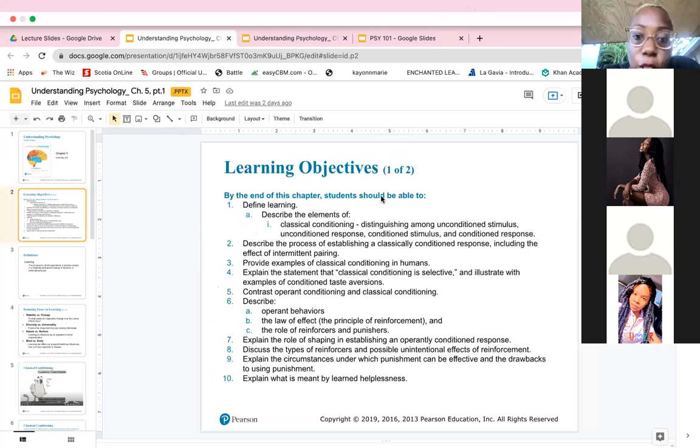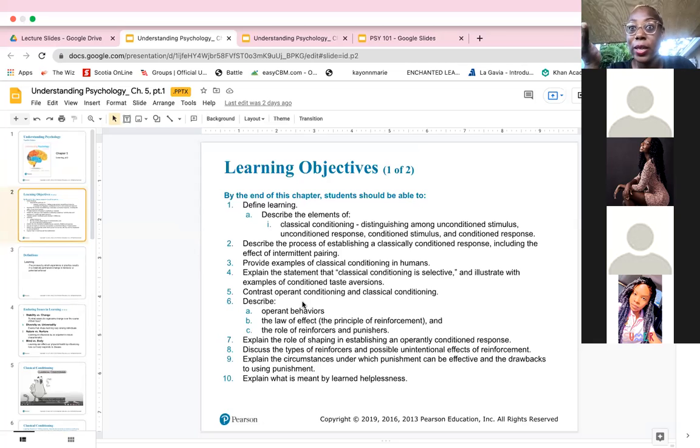All right, so these are the learning objectives. You're going to make sure you have all of these. I think I got as far as number 5, contrast operant conditioning with classical conditioning. Describe operant behaviors, the law of effect, looking at reinforcement, the role of reinforcers and punishers. They really elaborate things. Explain the role of shaping in establishing an operantly conditioned response. Like, how does that work? That's what that means. Discuss the types of reinforcers and possible unintentional effects of reinforcement.